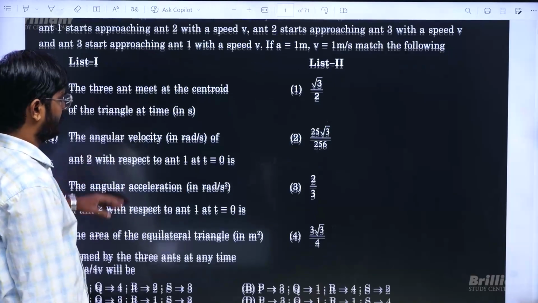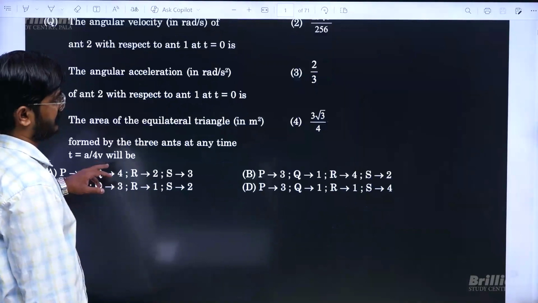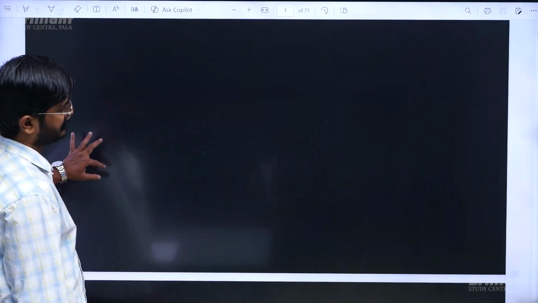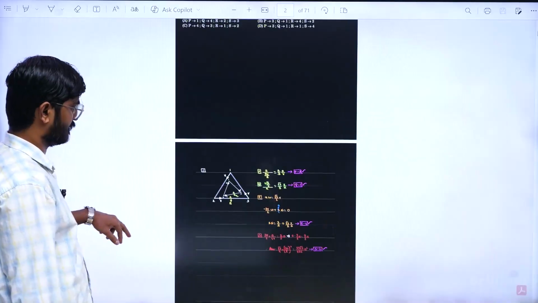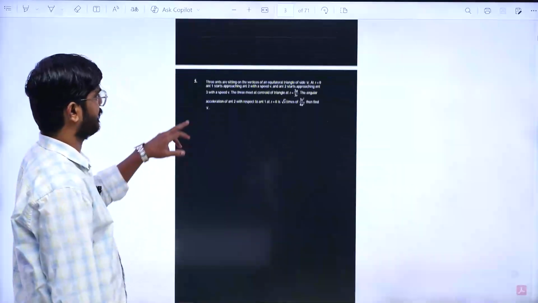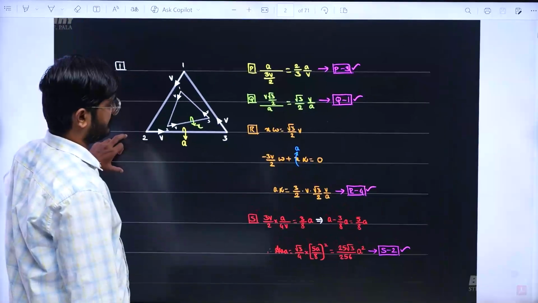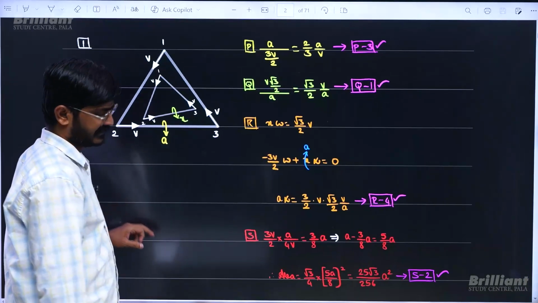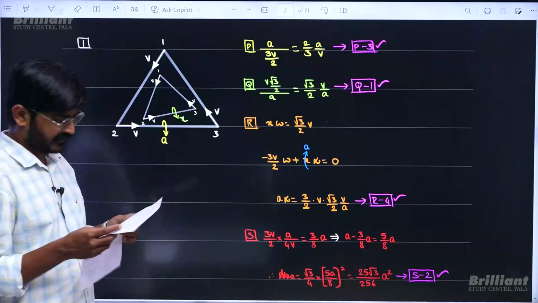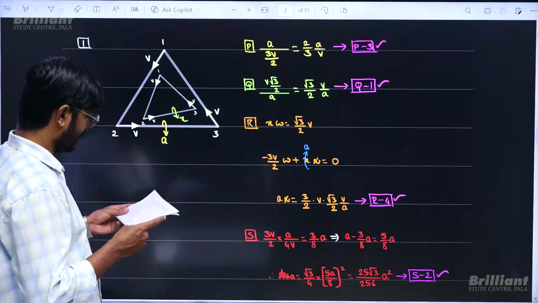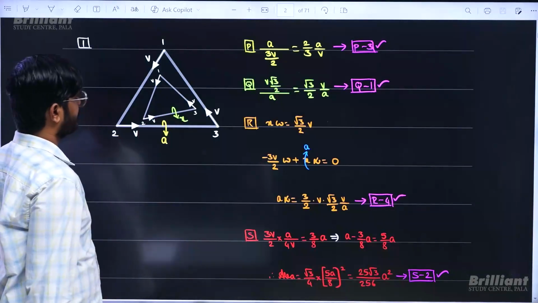There were a couple of options here. I think it is similar to the numerical question from your revision material. If I go step by step, the three ants meet at the centroid of the triangle. By symmetry, they will be meeting at the centroid.